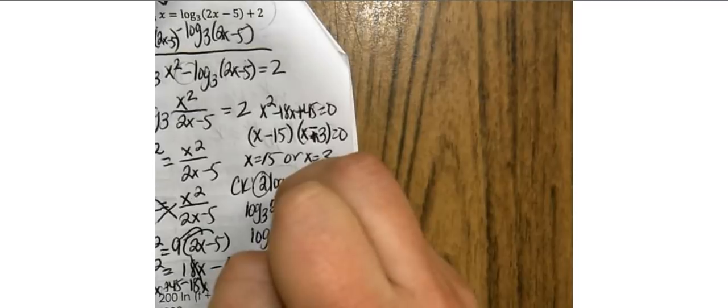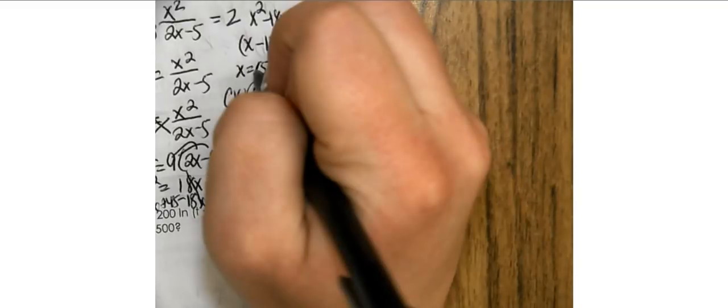So I have log base 3 of 225 divided by 25, and that equals 2. Well, 225 divided by 25 is 9. So I have log base 3 of 9. Is that equal to 2? Well, yes, it is. 3 squared is indeed equal to 9. So that means that x equals 15 is a solution.